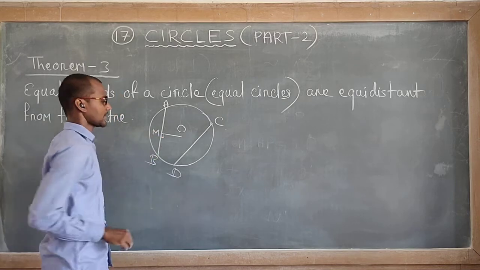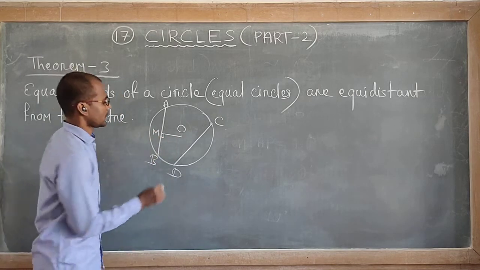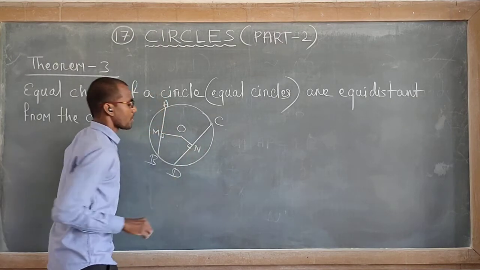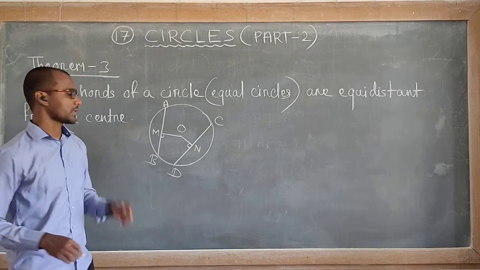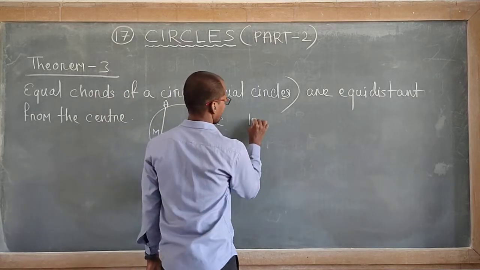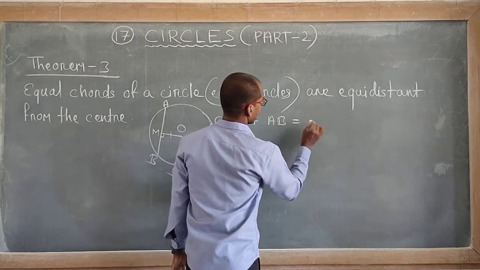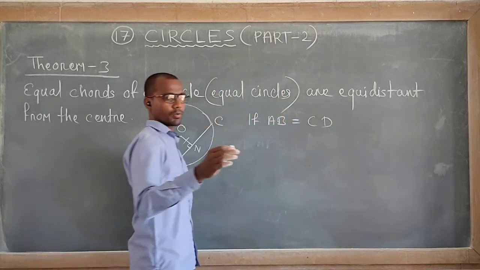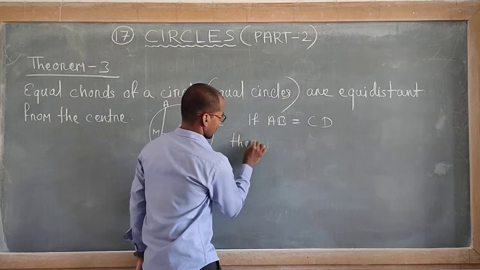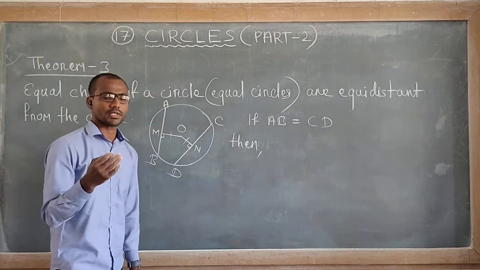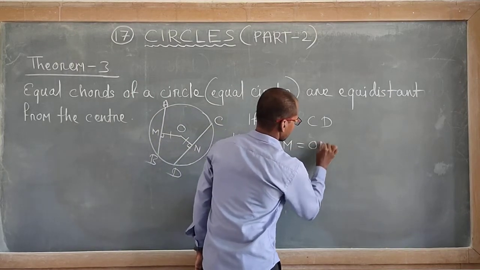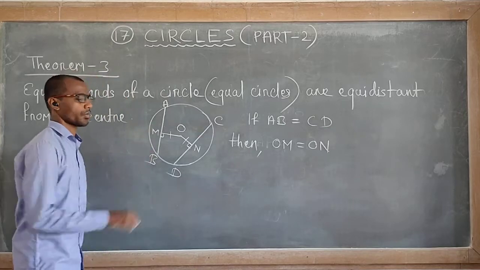Let it be M. So OM is perpendicular to AB, then ON is perpendicular to CD. These two will be same. OM will be equal to ON. Means if AB is equal to CD, means if chords are equal, then the distance from the center will be same. Means OM is equal to ON. Okay, this is theorem number 3.